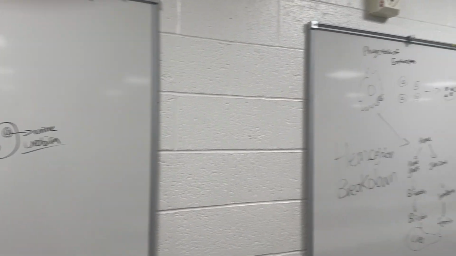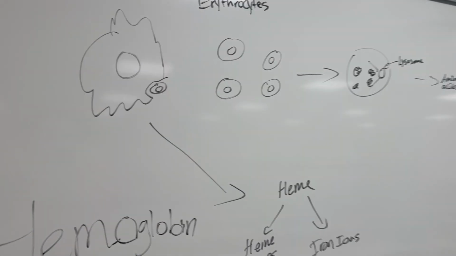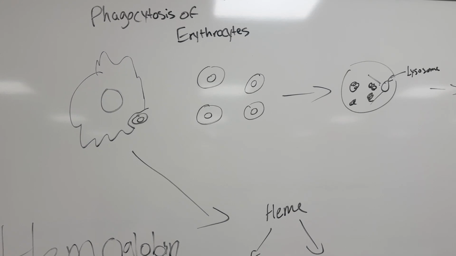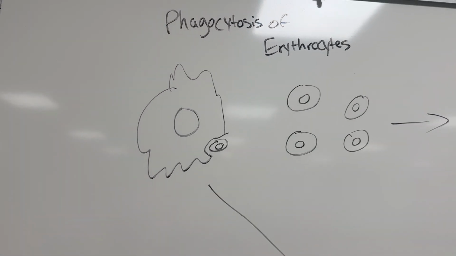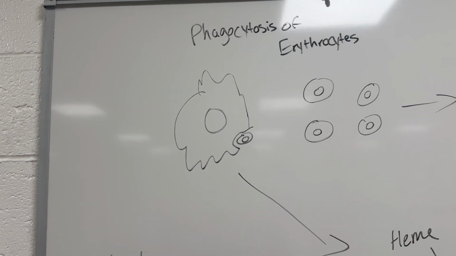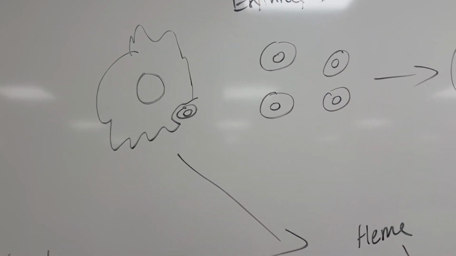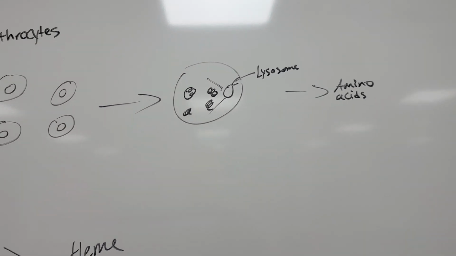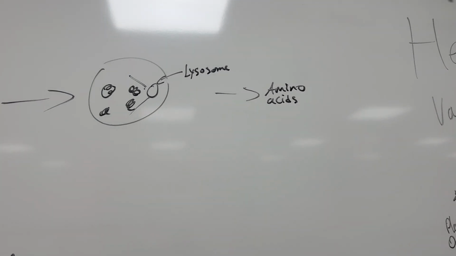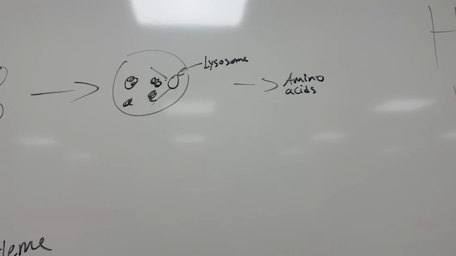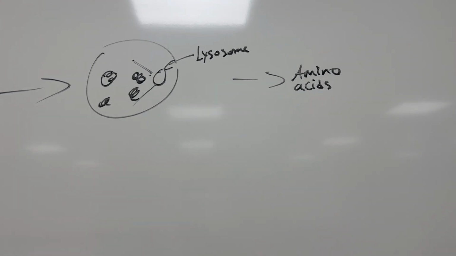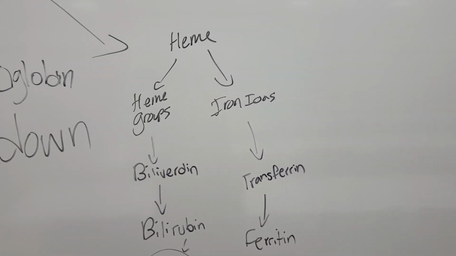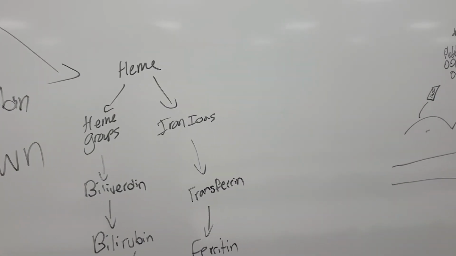So what's going to happen is we have these erythrocytes here. Once they reach about 120 days old, they get old and damaged, and then there are these macrophages that do phagocytosis, and they eat these old red blood cells. And then inside the macrophage, we have our lysosome, which is going to break down our globin components of hemoglobin into amino acids. And then the heme component is going to be broken down into heme groups and iron ions.